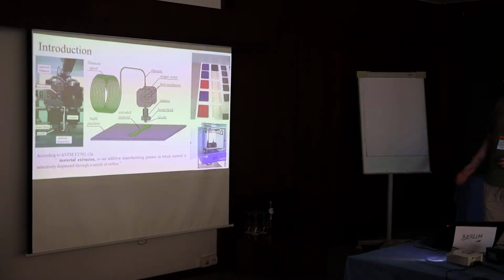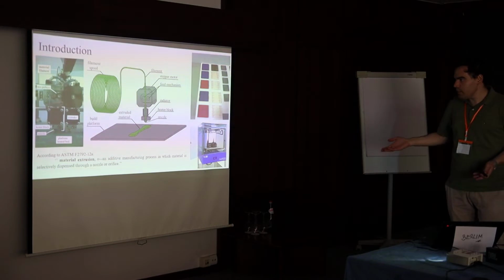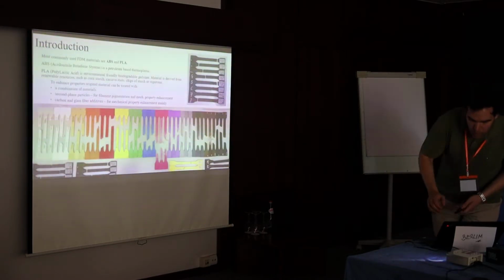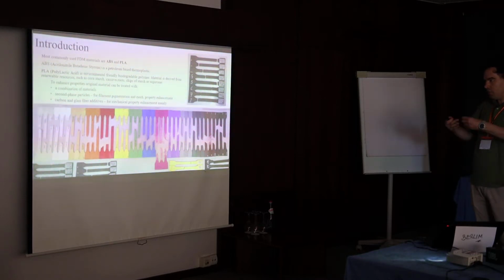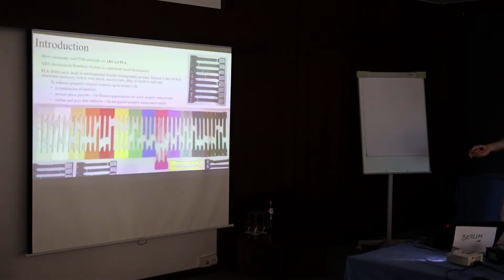how it works. FDM is an extrusion-based technology. I guess most of you know this part. Concerning materials, the most popular in FDM are ABS and PLA, but still you can do something with the plastic and create some other material. You can combine materials into one filament, you can add second phase particles, or you can add carbon or glass fiber additions to enhance the mechanical properties.